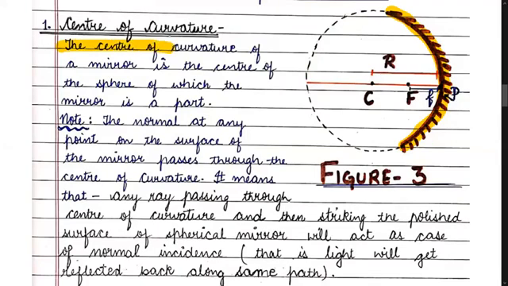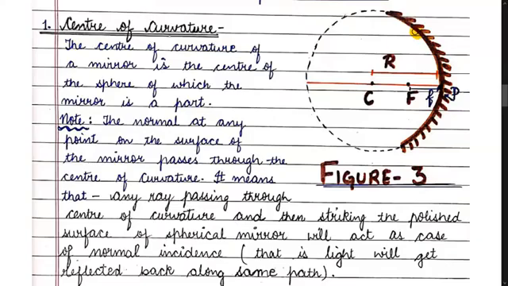The center of curvature of a mirror is the center of the sphere of which the mirror is a part. So the mirror is a part of the sphere. So students, the center of curvature is the center of the sphere of which the mirror is a part. Now note that the normal at any point on the surface of the mirror passes through the center of curvature.